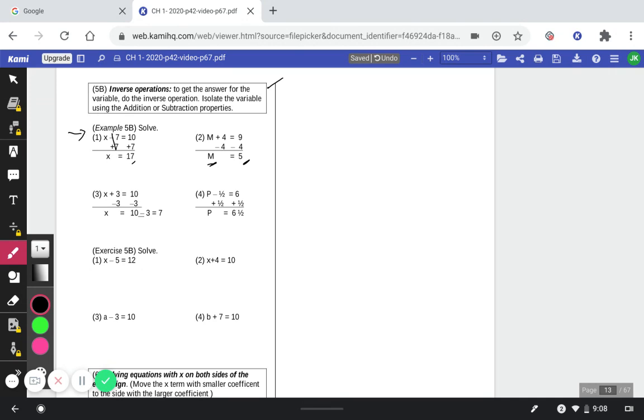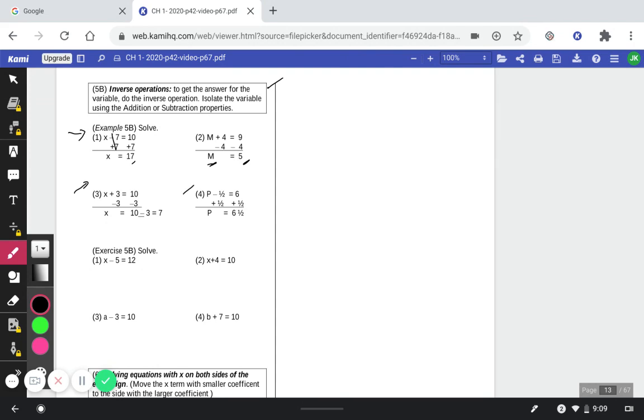Okay. Number 3, solve x plus 3 equals 10. Since x is with a plus 3 on the left side of the equal sign, you use the inverse. So minus 3 on both sides, x becomes 10 minus 3, which is 7. So 7 is the solution for this equation, and 7 is the value for x.